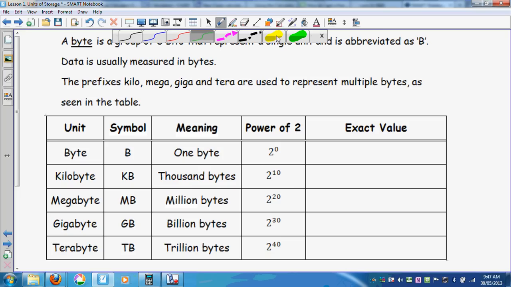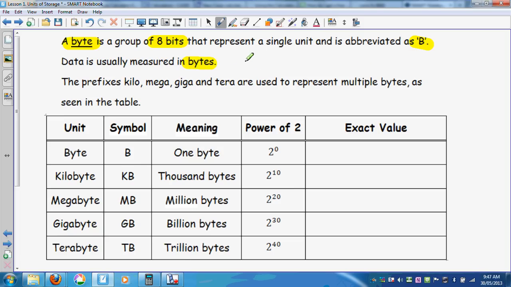So now going to our byte. A byte is a group of 8 bits that represent a single unit and is abbreviated as a capital B. So bits, little b, bytes, capital B. Data is usually measured in bytes. So we hear this all the time.